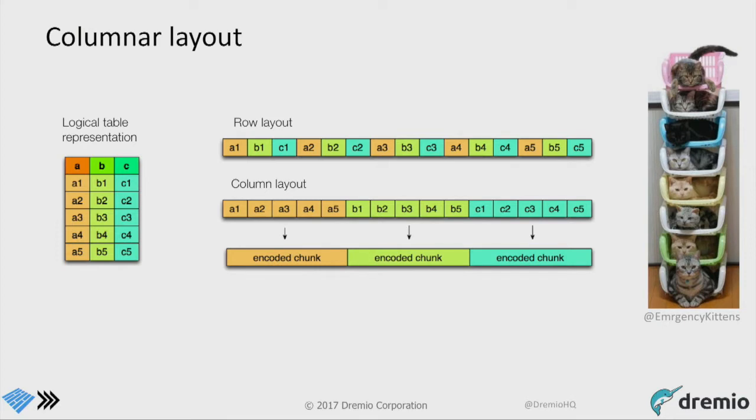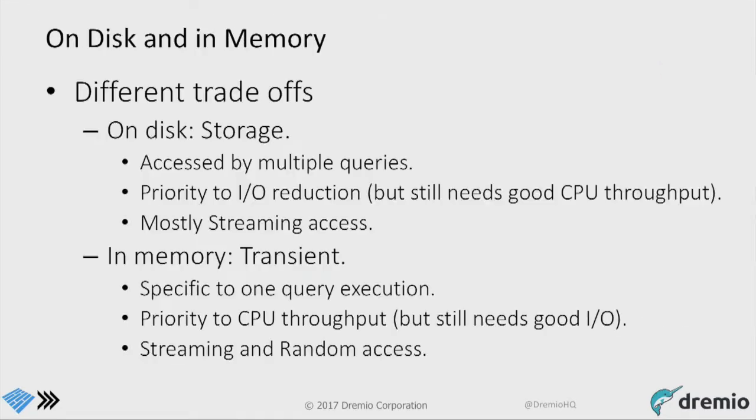Another benefit is that we encode multiple values that are of the same type, instead of having strings, integers, dates, and so on. We have all the strings together, all the integers together, all the dates together. We can do encodings that are much more efficient and they compress much better. And so usually columnar representation compresses much better than a row-oriented one.